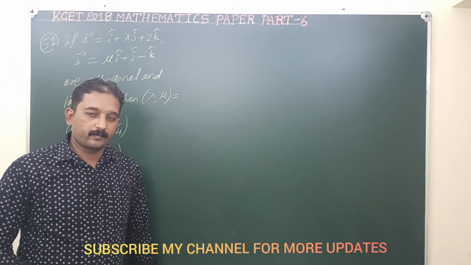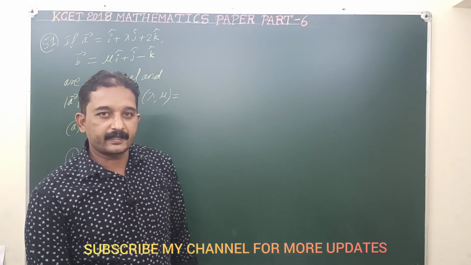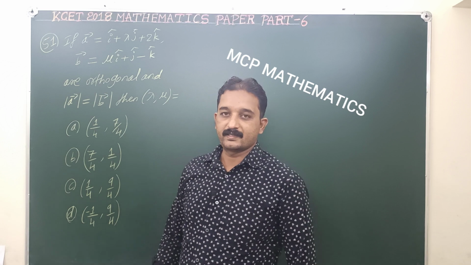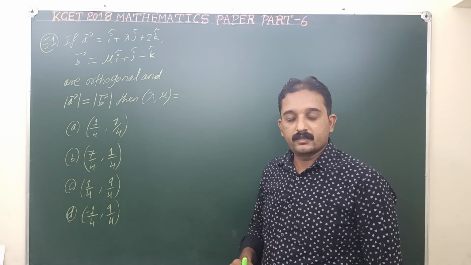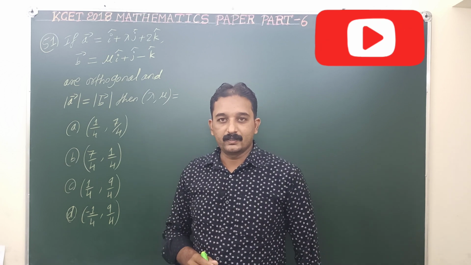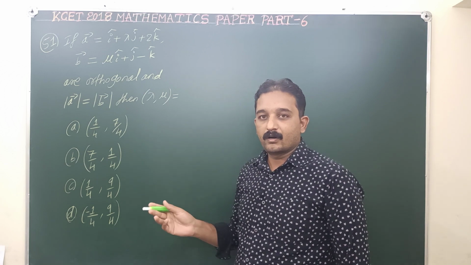In this video, I am going to solve KCET 2018 Mathematics paper part 6. Let us move on to the first question, question number 51. This question is based on the chapter vectors, particularly the dot product.